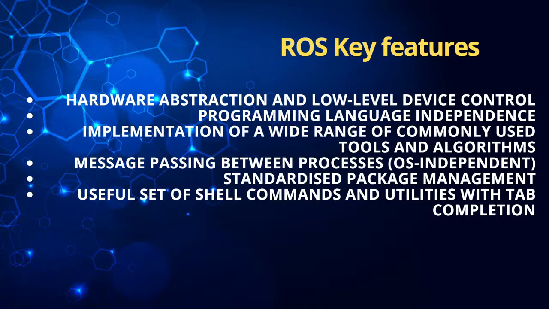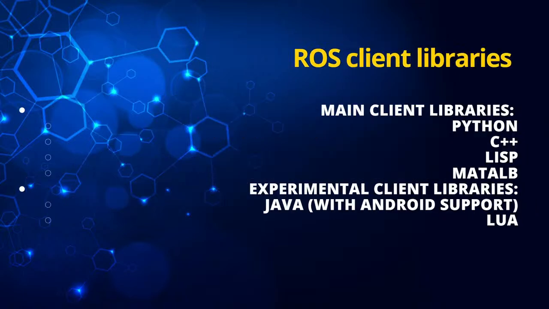Message passing between processes, OS independent. You can be running MATLAB in Windows, and the LiDAR is accessed through a Raspberry Pi, and the Raspberry Pi is running a Linux based OS, Raspbian, which is Debian based. So these two OSs need to communicate. That can be done through ROS without any issue. So it is OS independent. Standardized package management, and a useful set of shell commands and utilities with tab completion.